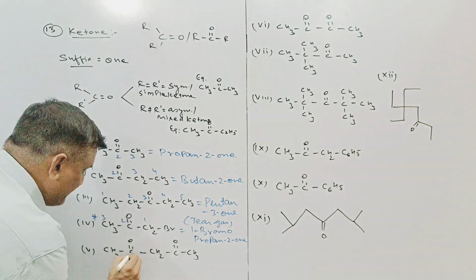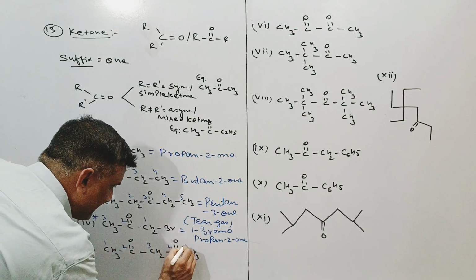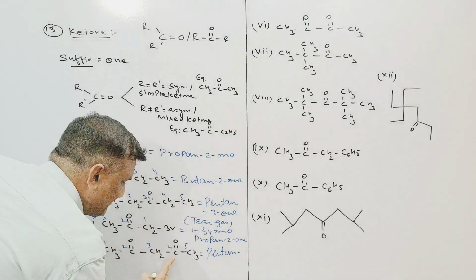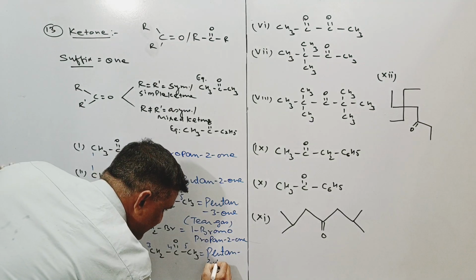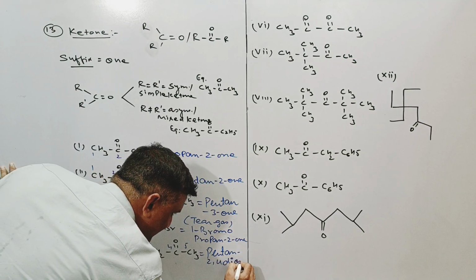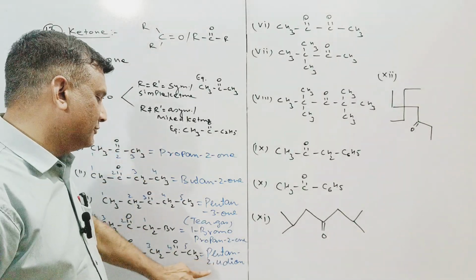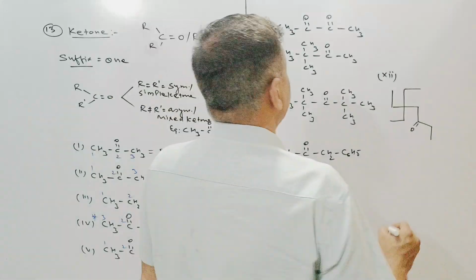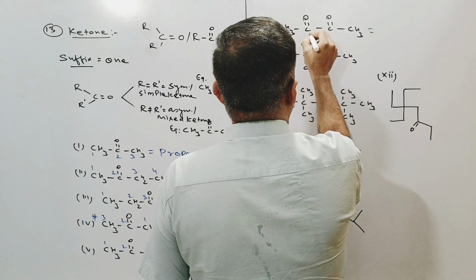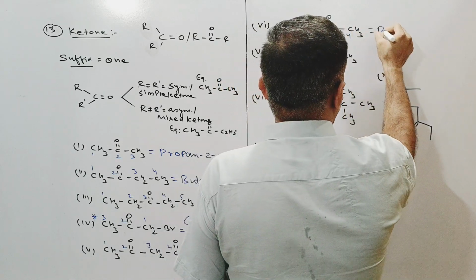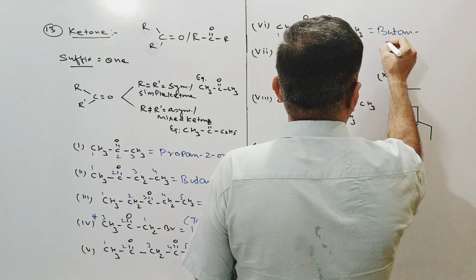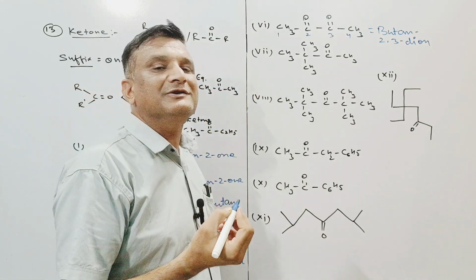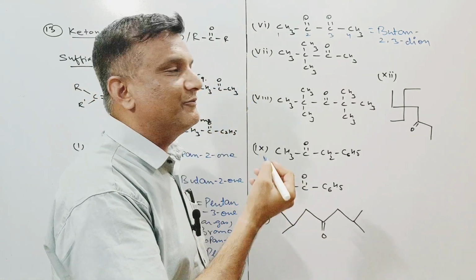If we go with the further compound, then there are 1, 2, 3, 4, 5 carbons, so it will be pent-an. At number 2 position and at number 4 position there are 2 functional groups, so we can write 2,4-dione. We will drop the E of -one, so it will be only -dione. If we go with the further compound, here there are 4 carbon atoms in the chain, 1, 2, 3 and 4. So it will be butane-2,3-dione. There may be more than 2 also, then it will be trione, tetraone, pentaone.